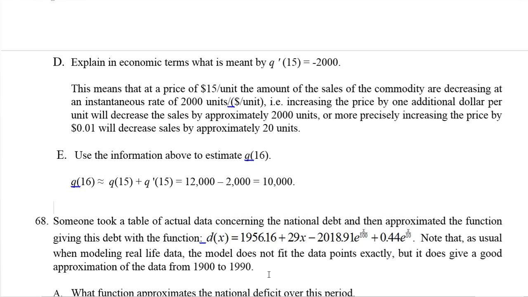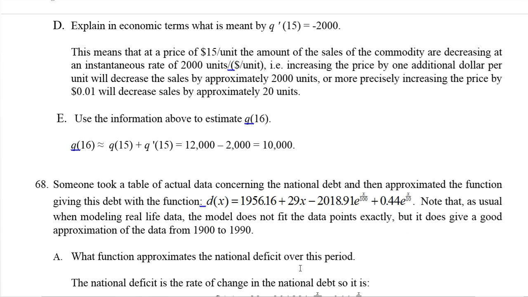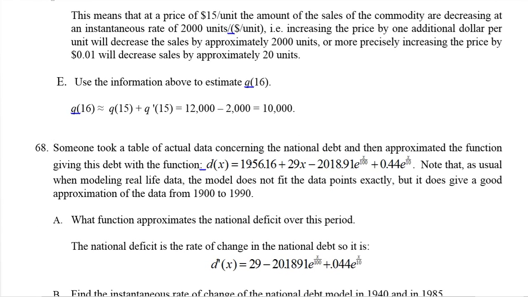So what function approximates the national deficit? The deficit is the rate of change in the debt. If you spend more, the deficit is how much we spend more than we brought in at the national government. That is actually then added on to the national debt, so that's the rate of change in the national debt. So the national deficit is the derivative of the debt. So it's the derivative here.